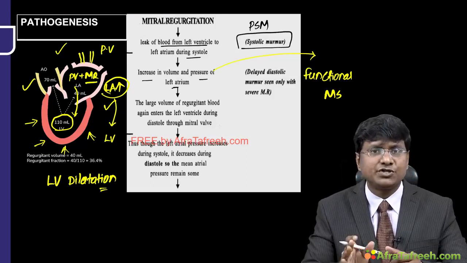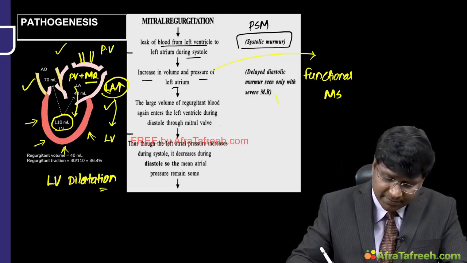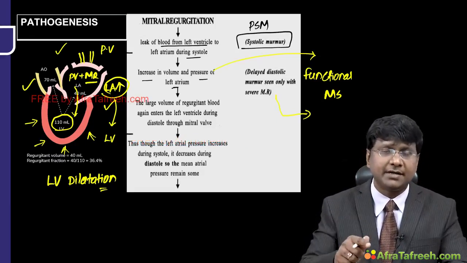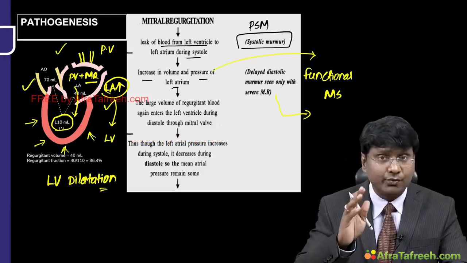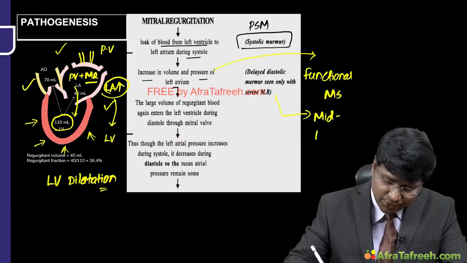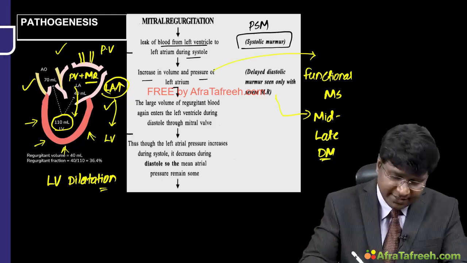And because of this functional mitral stenosis, the individual will have another important additional murmur, a functional murmur, but that happens only in case of severe MR. What do you understand by the word severe MR? I will discuss that in 2D echo. So whenever there is severe MR, there is a mid to late diastolic murmur. This will be the functional murmur.